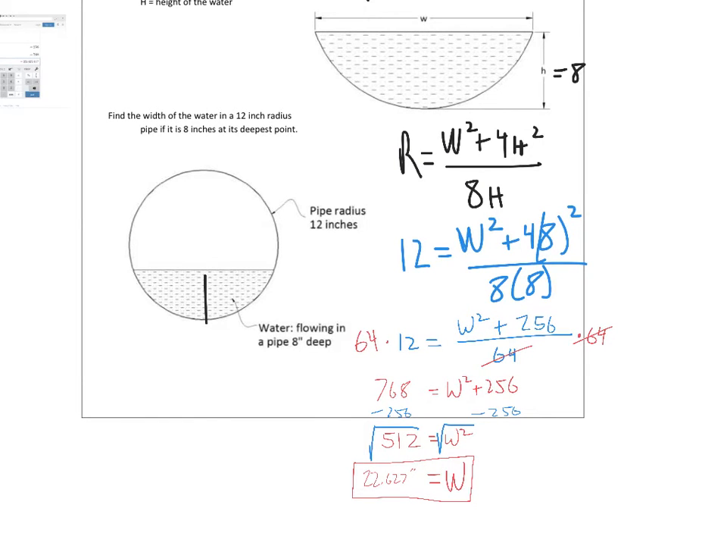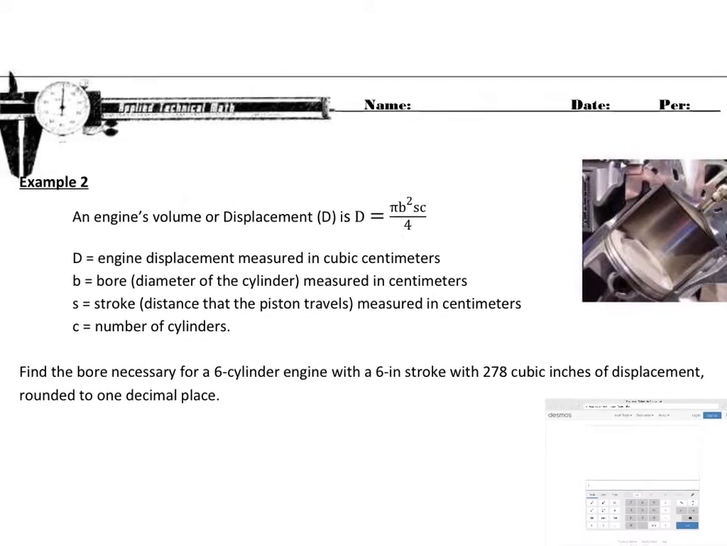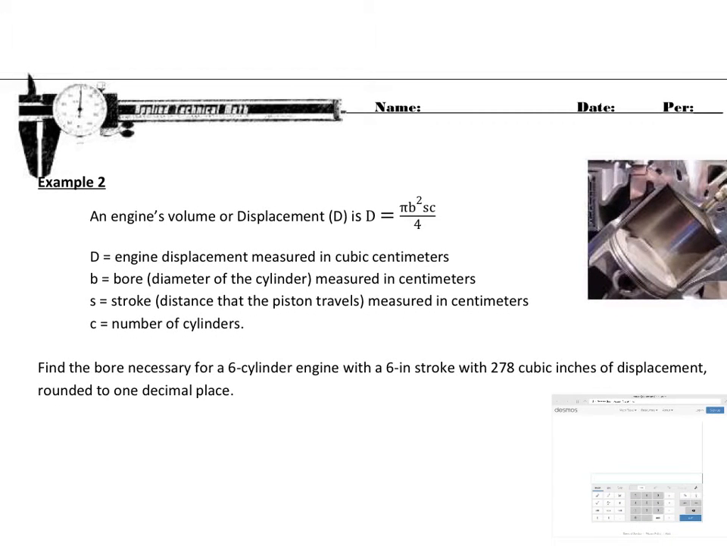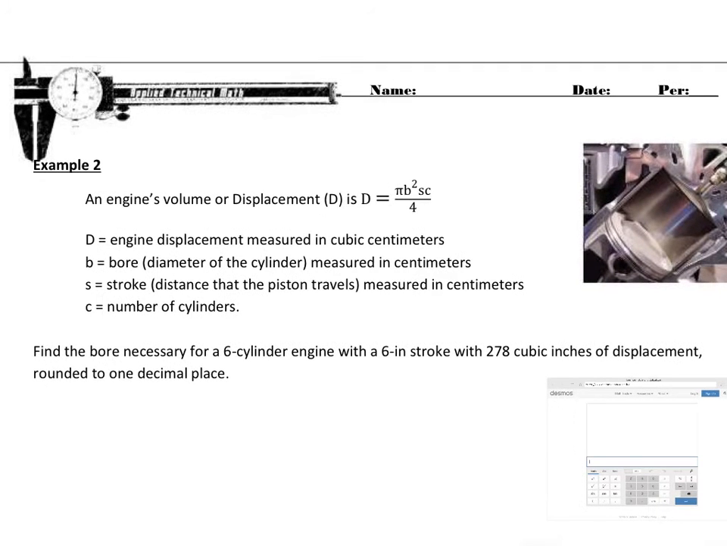All right, let's look at another one. Let's check out another equation with an engine displacement. We've seen this formula before. We've got the displacement of an engine, which means the amount of volume inside this cylinder, is given by this formula. We've solved this before, figuring out what the displacement is. If we know the bore, the stroke, and the number of cylinders, that'll tell us how much volume is in there. More volume means more power.